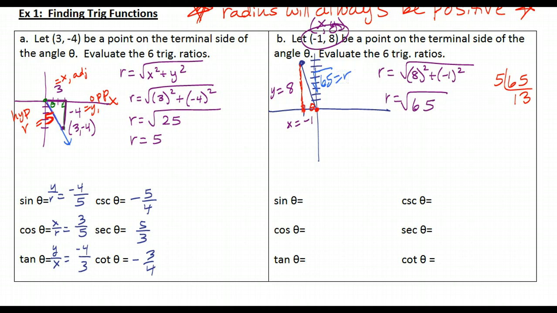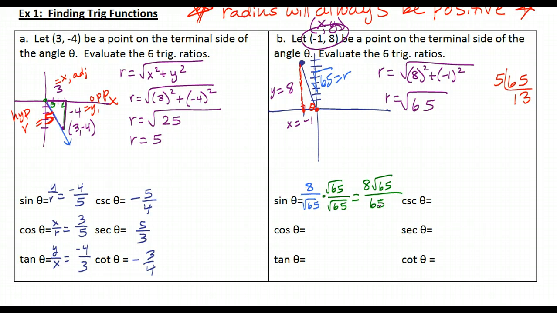Now, here's how this makes our problem a little bit more annoying. When I'm trying to do sine, which is y over r, that means it's 8 over the square root of 65. We must have our answers in simplest exact format, so this is not correct as a final answer. I need to do the rationalizing thing again, like we have done in some of the other sections this chapter. So I'm going to multiply by square root of 65 over square root of 65. I'm going to end up with 8 square roots of 65 over 65.